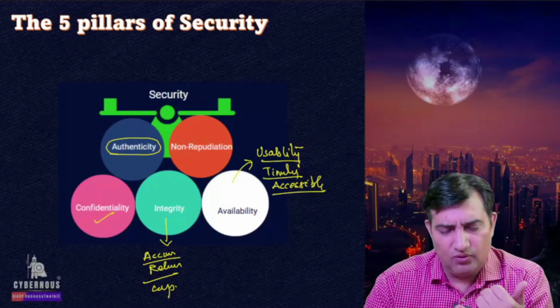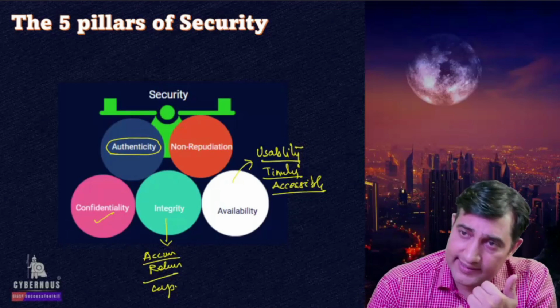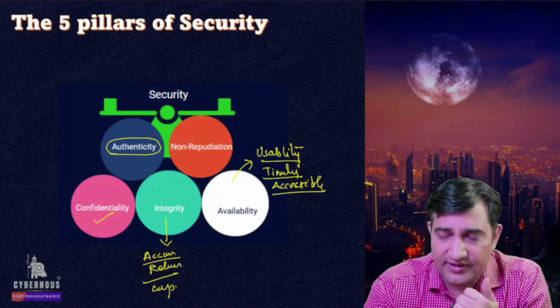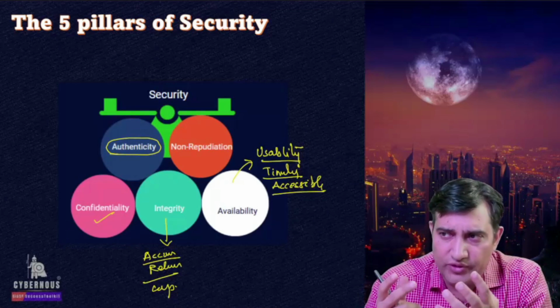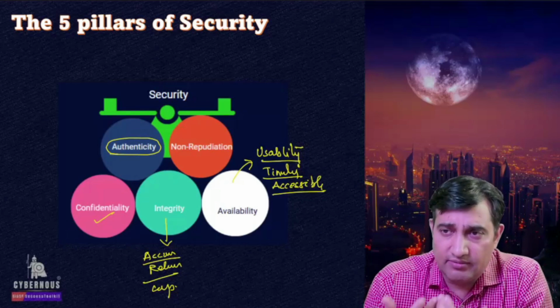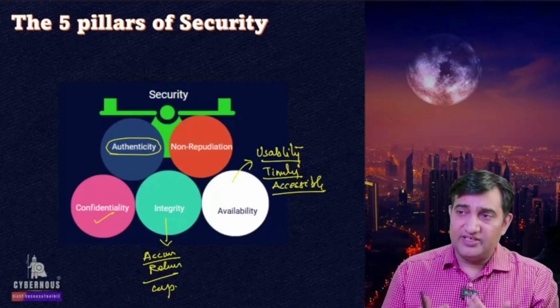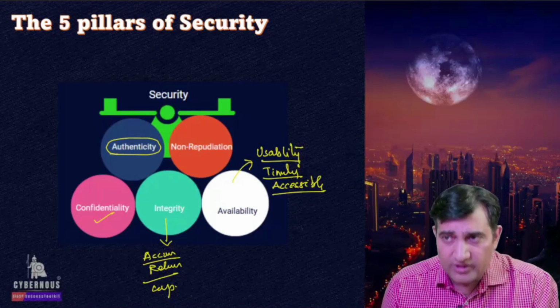Authenticity is of two types. One is origin authenticity, one is destination authenticity, isn't it? So that is how you need to understand authenticity. You are receiving a message. Is the message authentic or not? Is the data authentic or not?